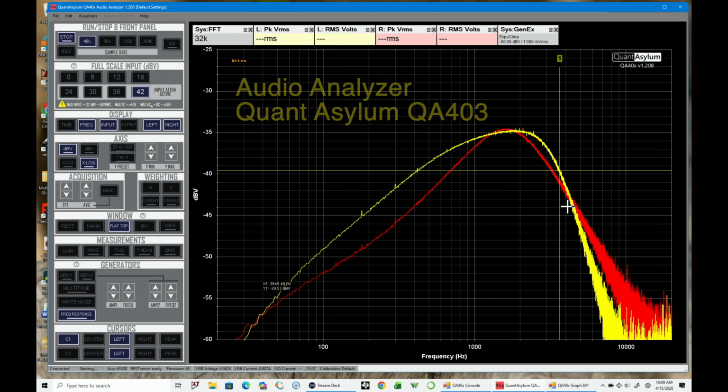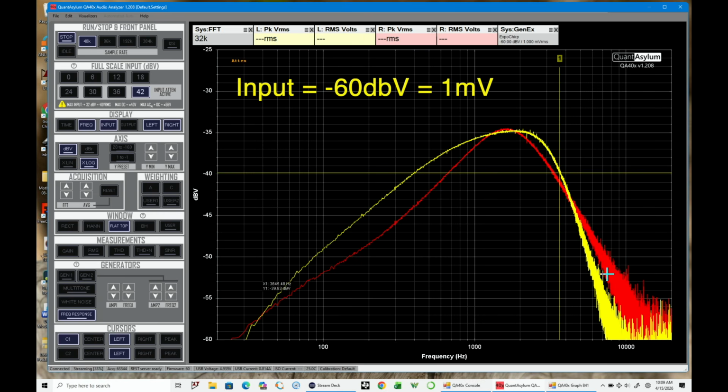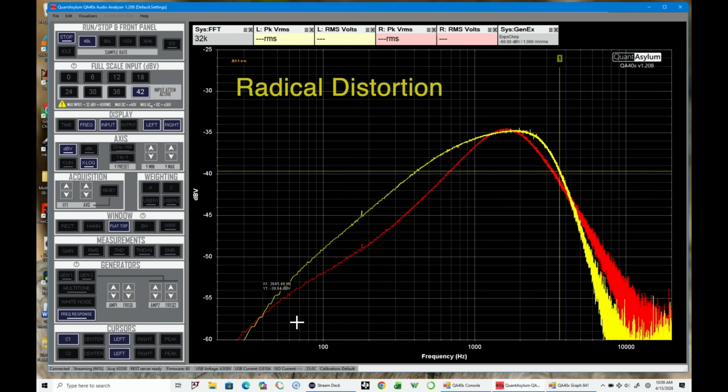To make these curves, we don't want a very large signal because we want to keep the pedal out of its saturation range. So in this case, I use minus 60 dB volts, which is actually a millivolt, pretty small. The yellow trace is the Radical Distortion, and the red is the Proco Rat. Now, you don't have to understand everything about this tone. We're going to focus on two areas for today's discussion.